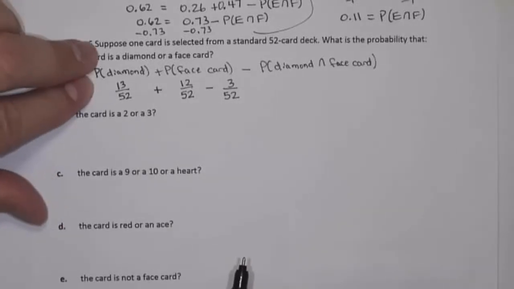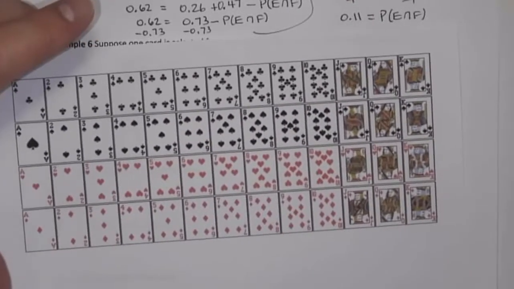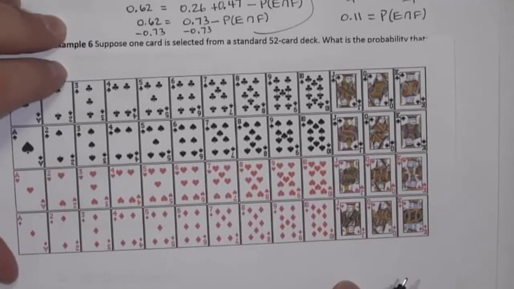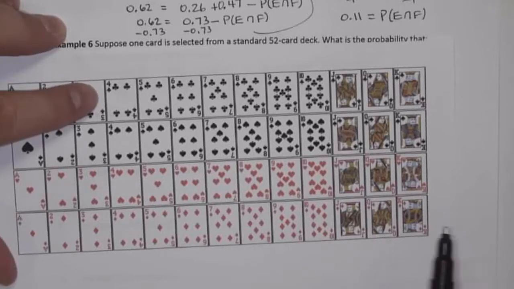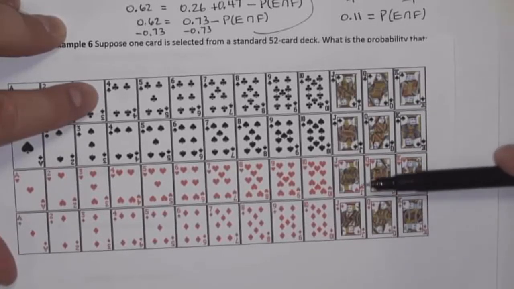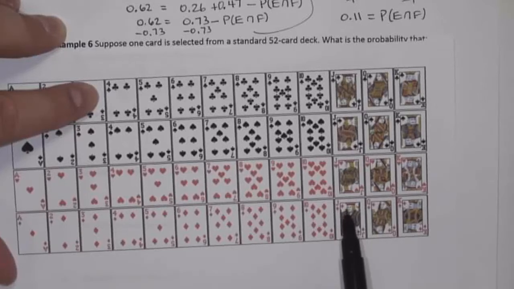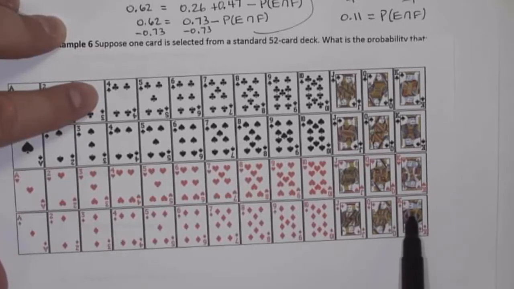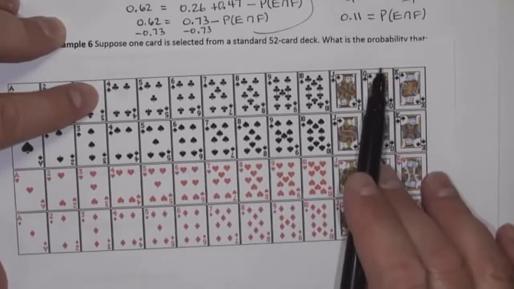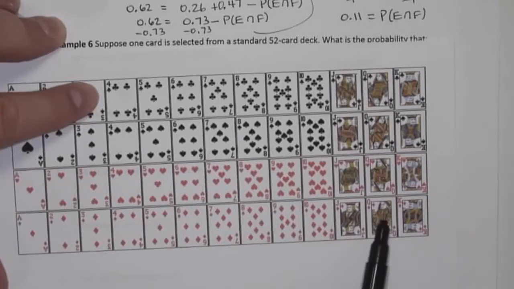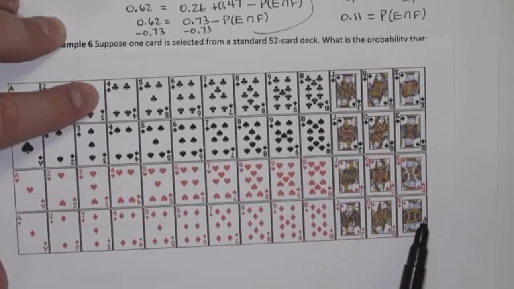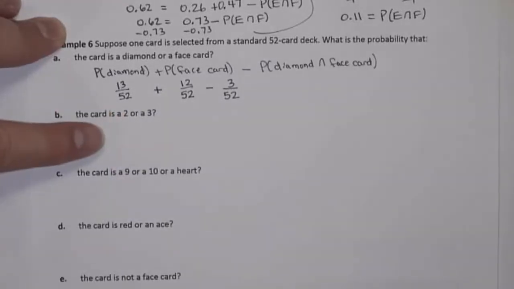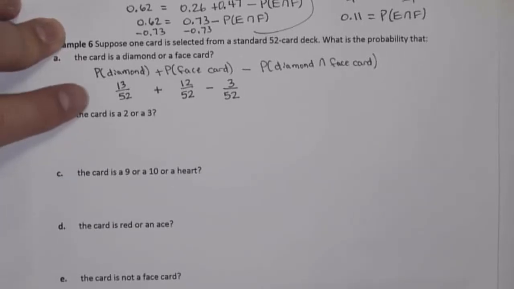Now, why do we have to do this? Why is this our rule? Well, let's take a look at this. If we were to just add the 13 diamonds, we would be adding up these 13 cards. And if we were to add the face cards, that would be these 12 cards. The trouble is that the jack, queen, king of diamonds is both. So if we add up 13 and we add up 12, we would be counting these three cards twice, and that would be the wrong probability. So that's why we have to subtract off that intersection. We don't want to count the Jack, Queen, and King of Diamonds twice in our probability.